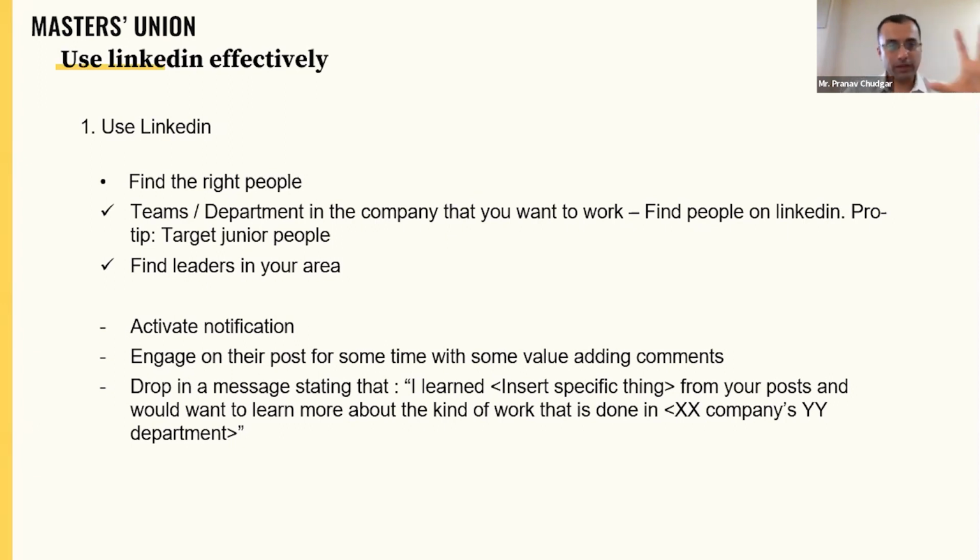Now, for those people that you have identified, there is a bell icon on LinkedIn. So when you go to anyone's profile, and you can check it if you have not done it yet, you can go to my profile, for example, or anyone's profile. There will be a bell icon just like the subscribe icon. You click on it and it activates notifications. What it means is that whenever I post anything on LinkedIn, you get a notification that Pranav has posted.